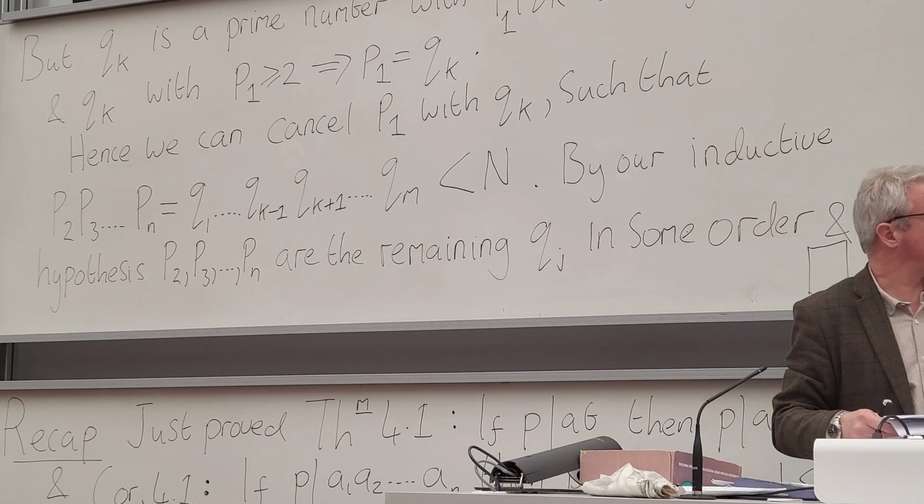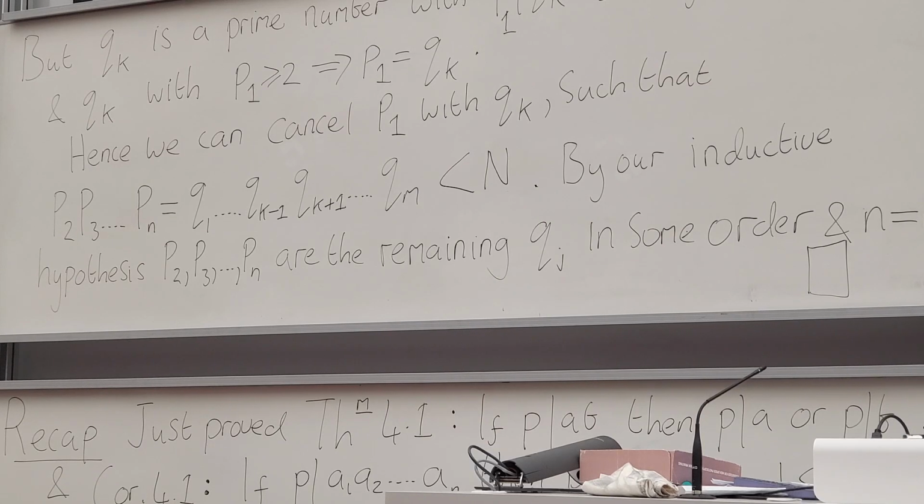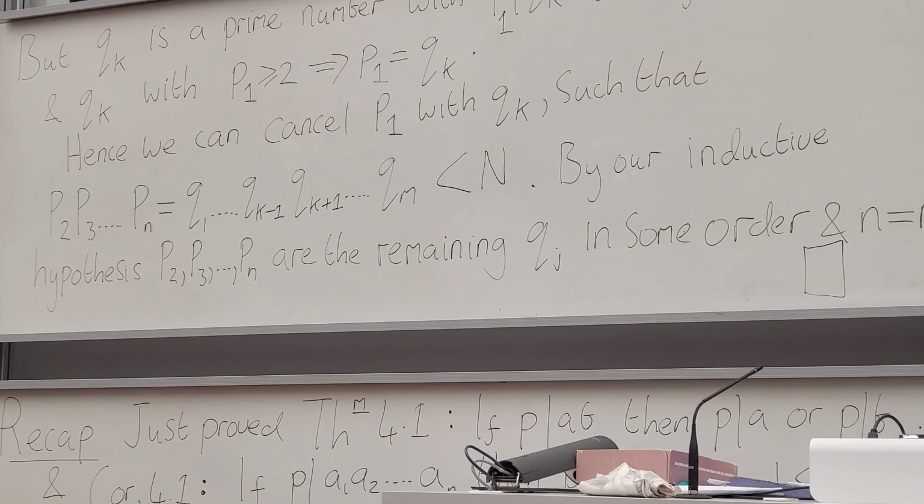I've got to write down the corollary. So what we call the canonical form. It hasn't got a number. It should have a number. It should be corollary 4.2.